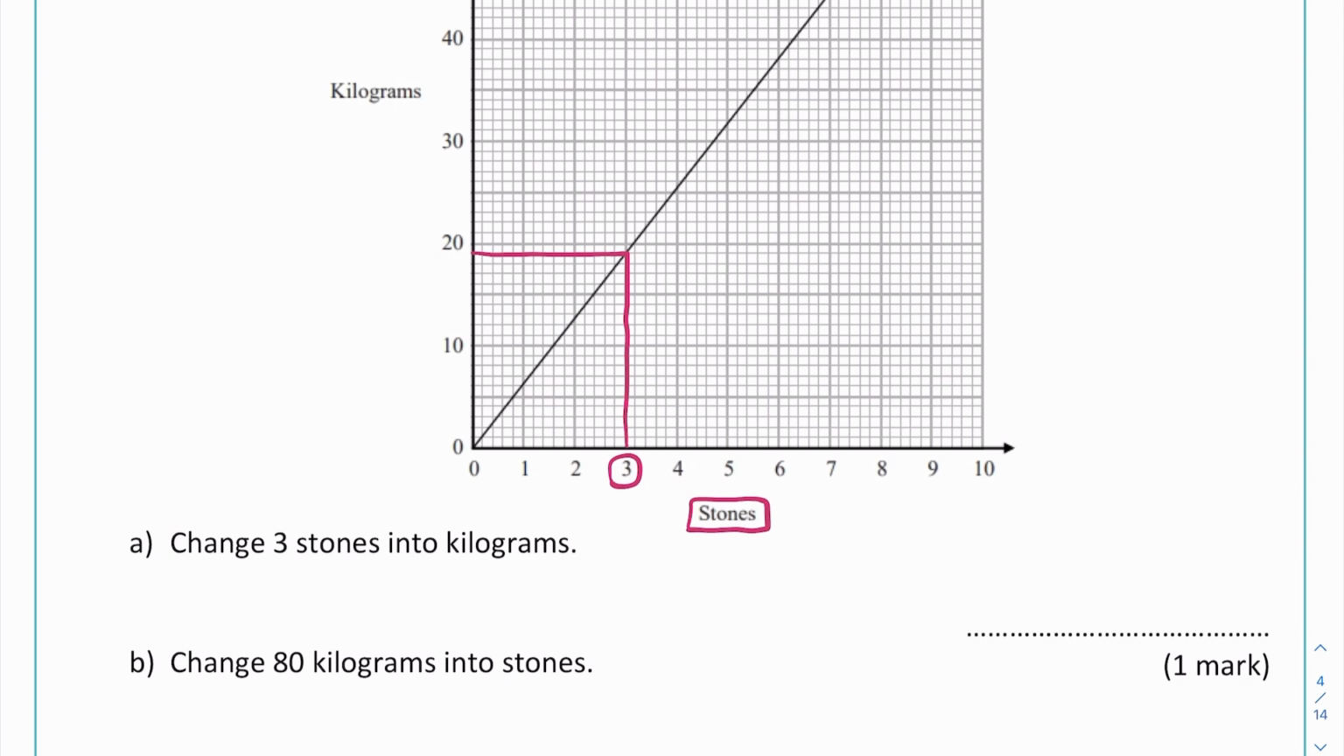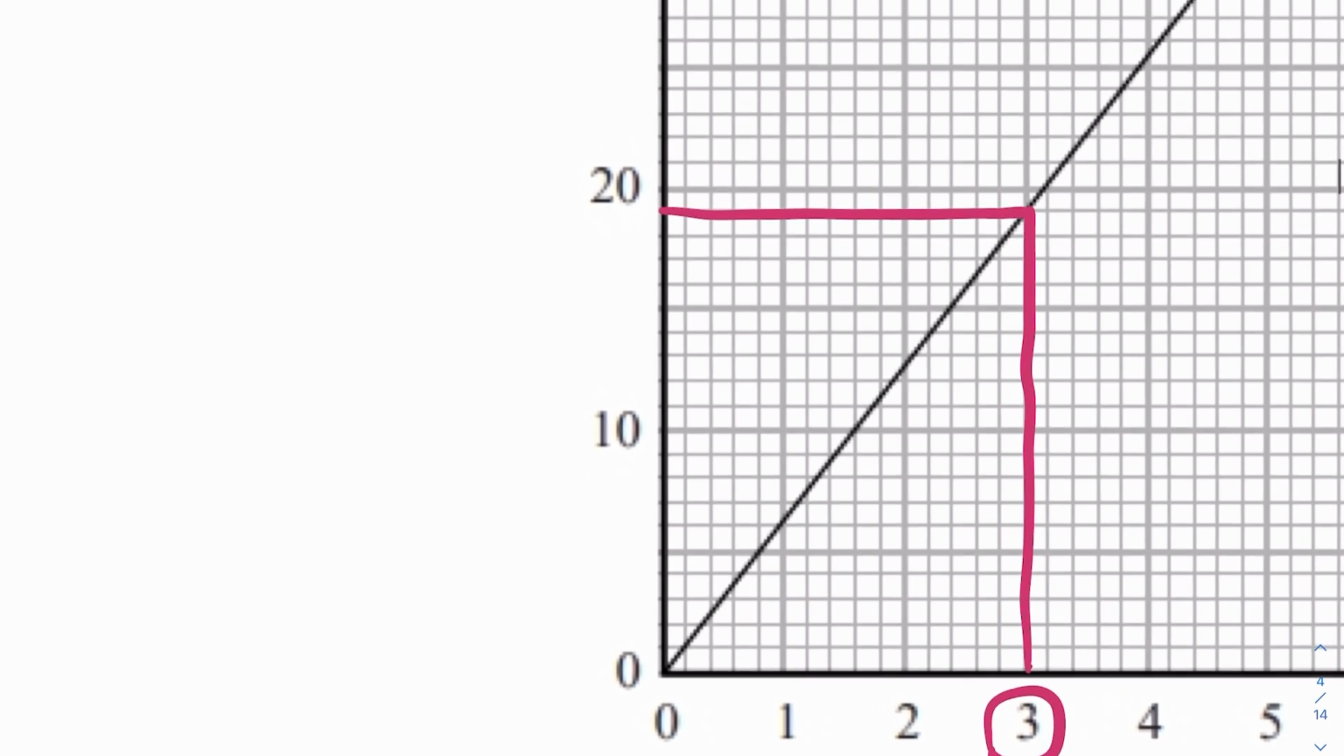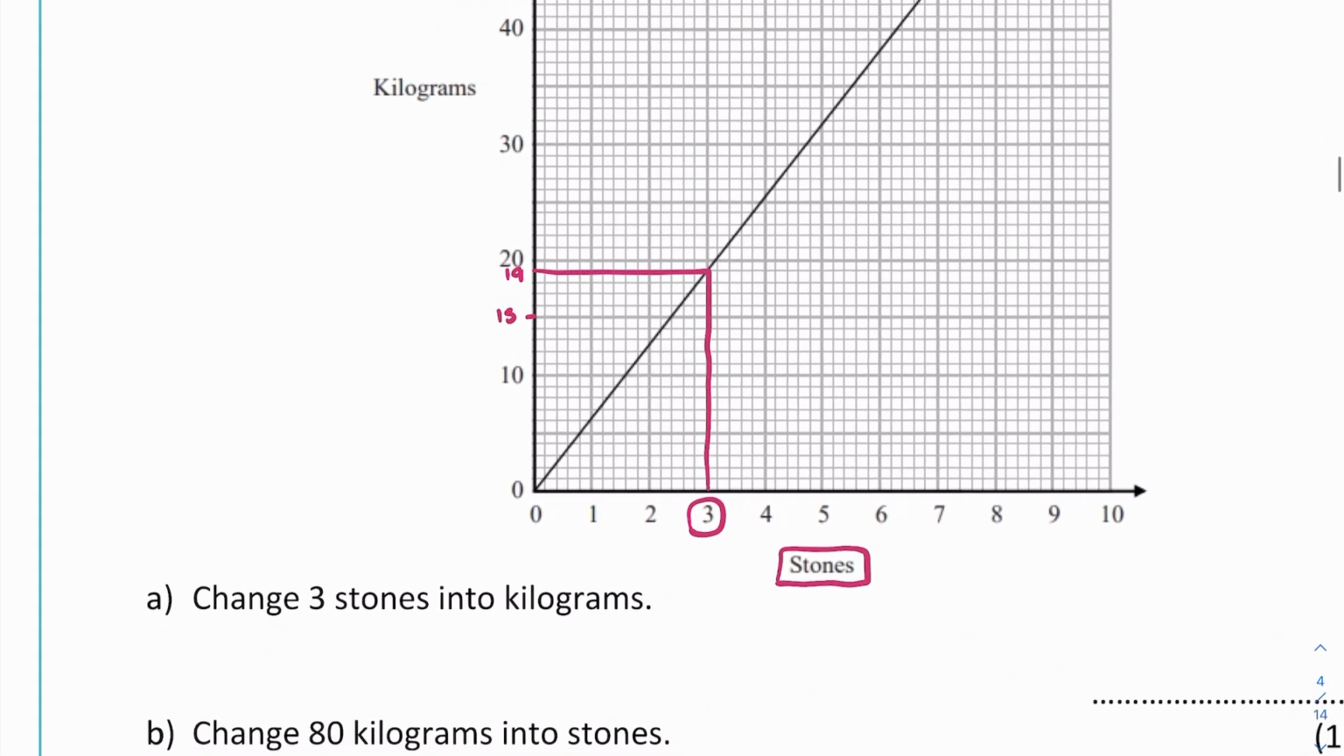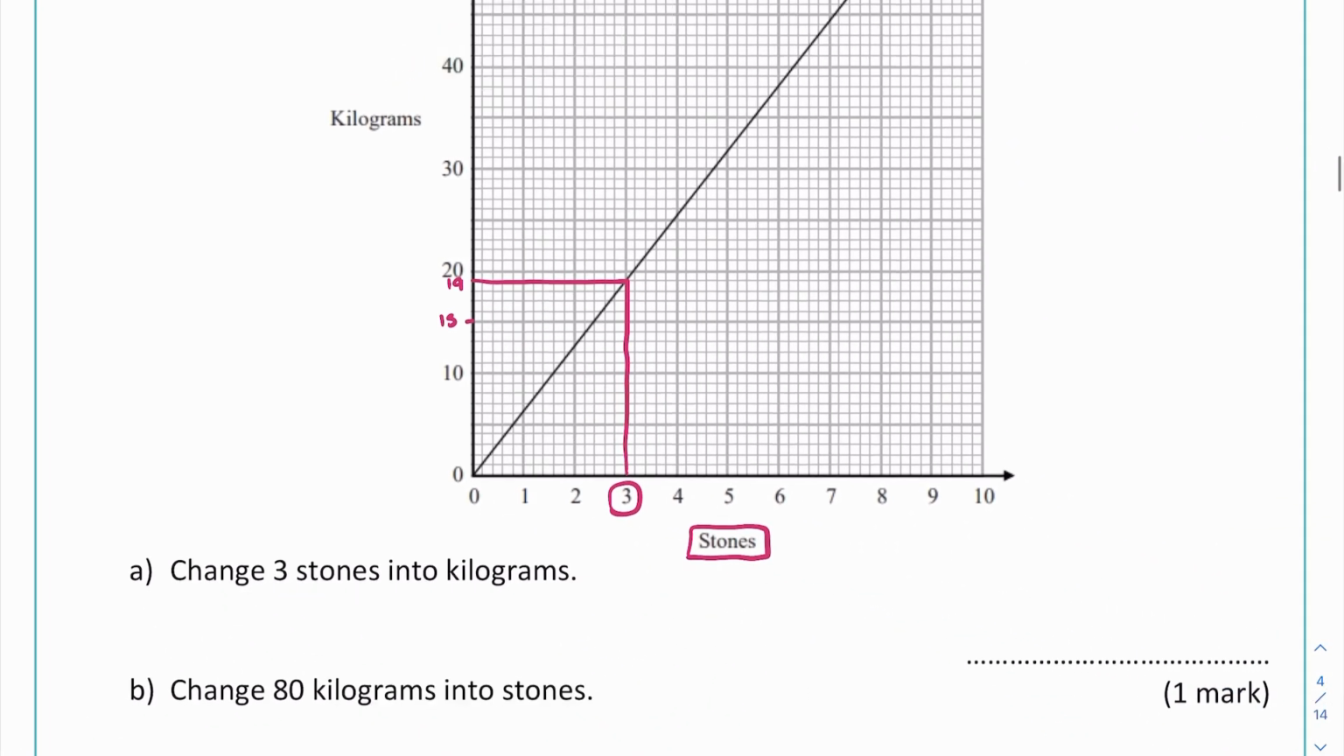Now that is 1 square below 20. So I need to have a look at my scale there, and if I zoom in, you can see that there are 10 squares between 10 and 20. So going up to this halfway point, that would be 15. So 1 square below 20 would have to be 19. So that's going to be 19. You just need to be very careful there that you do look at your scale, make sure you get that right. So that's 19 kilograms for that part.